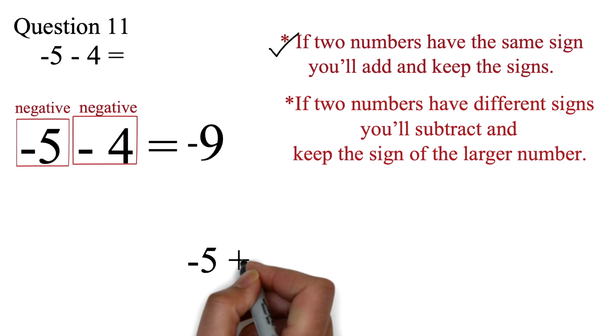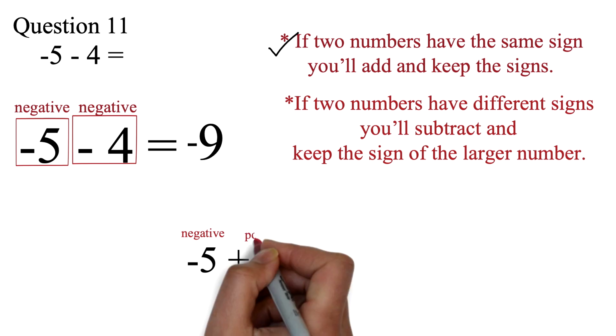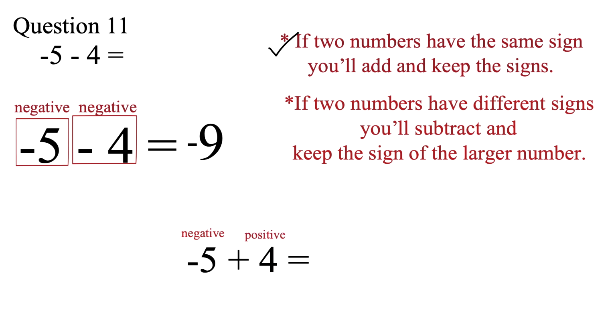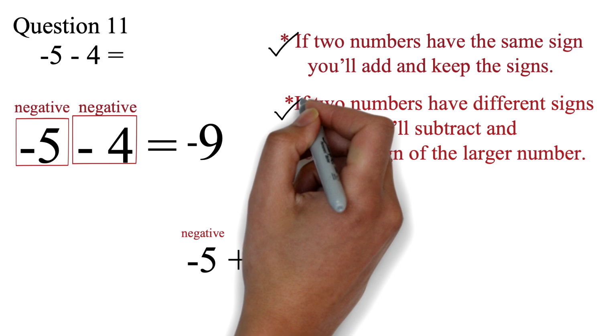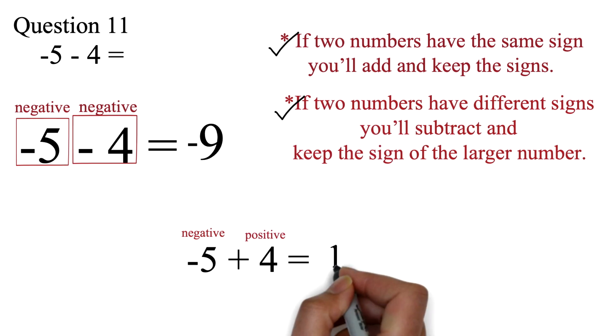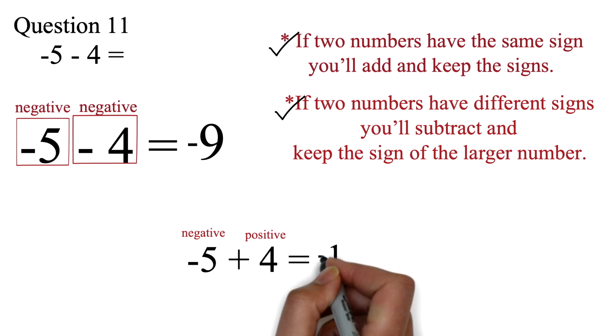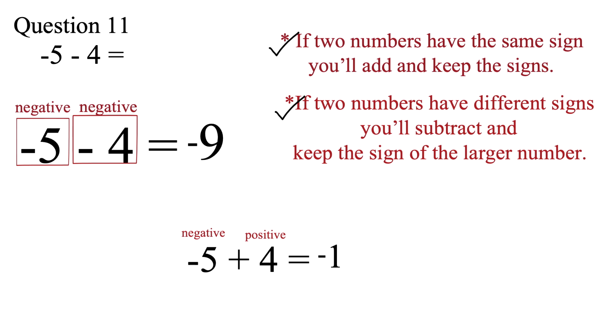So if we had -5 plus 4, we will have one of the numbers to be negative and the other to be positive. If the signs are different, we will subtract and keep the sign of the bigger number. So we have 5 minus 4 to get 1. Since the larger number, 5, is negative, we will keep the negative. So we have -1 as the answer.